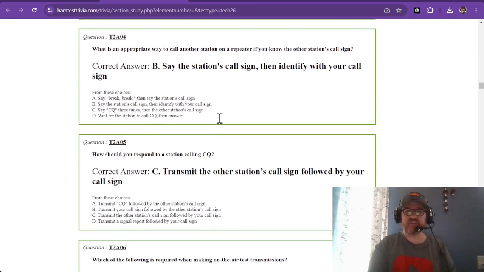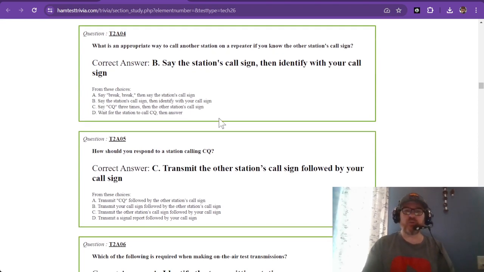So question number 4 is, what is an appropriate way to call another station on a repeater if you know the other station's call sign? So again, I'm not going to push the button on my radio this time because it's turned off, but you would say something like, I'm W1RCP. I might say KO4NLL, W1RCP. You say the station's call sign, then identify with your call sign. That is the expected response.